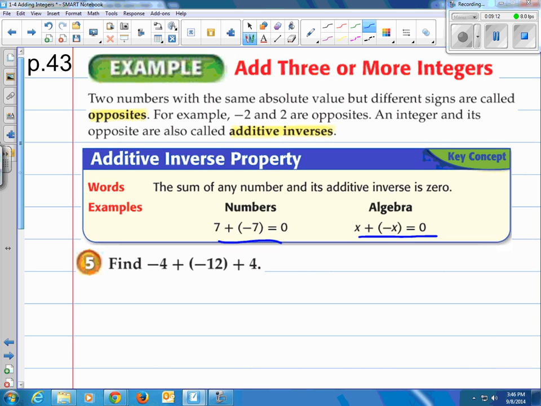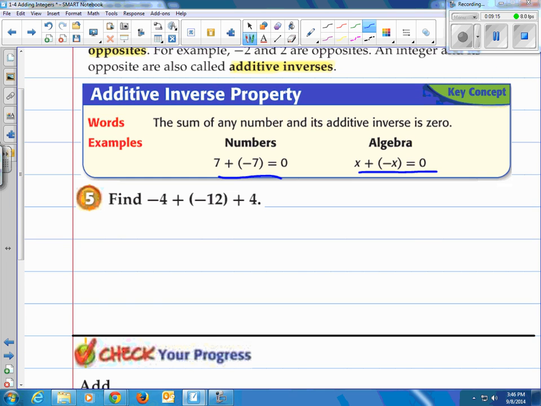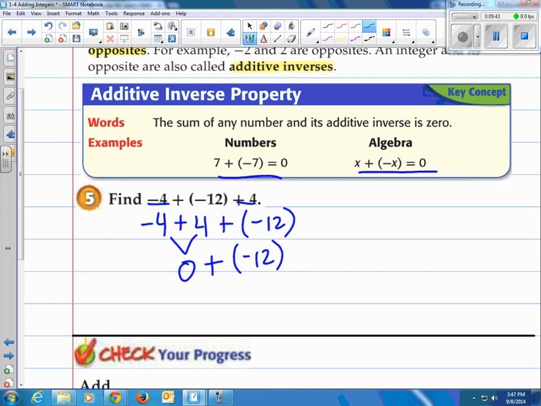Look at number 5. As the example, they say negative 4 plus negative 12 plus 4. We can use some simple math here, knowing that we can use the commutative property and switch things around. I will show you that we have negative 4 plus negative 12. I like to regroup and put these together because I know that negative 4 plus 4 is 0. Then I'm going to add negative 12 to that. Well, I know additive inverse and an identity property here, 0 plus negative 12 is going to be negative 12. There's our answer.